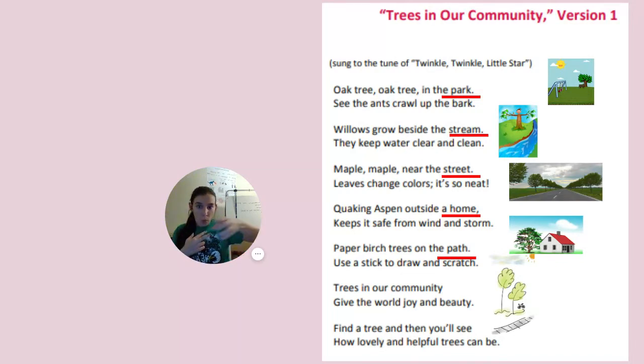Stream is water that runs, not big, just a little bit of water. A street, a home, or a path. These are lots of places that a tree can be. So let's lock that into our brain and remember these locations in the poem. Got locking it in? All right.